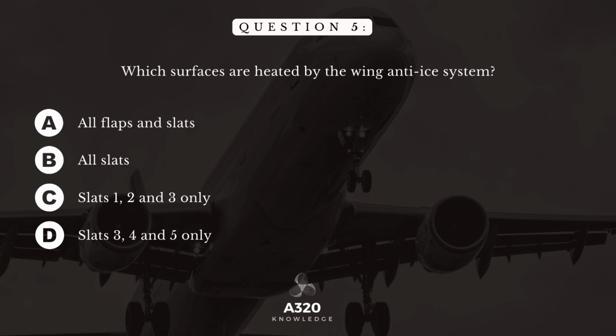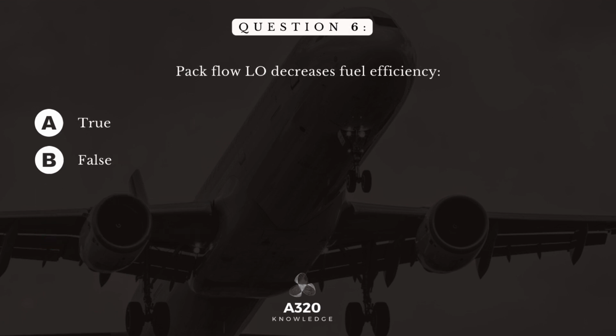Question 5. Which surfaces are heated by the wing anti-ice system? The answer is D. Slats 3, 4, and 5 only. Question 6. Pack flow low decreases fuel efficiency. The answer is false.